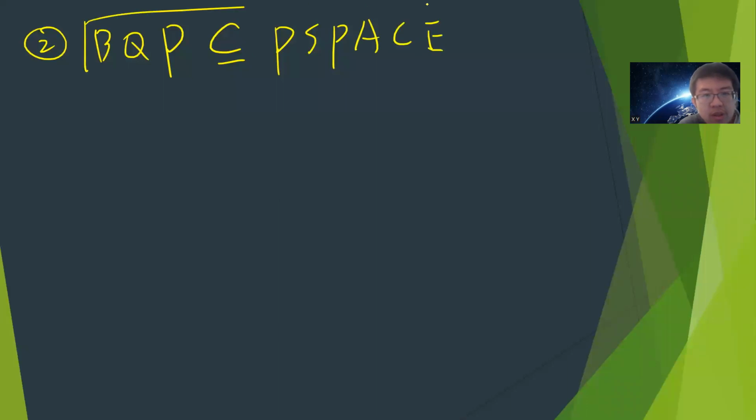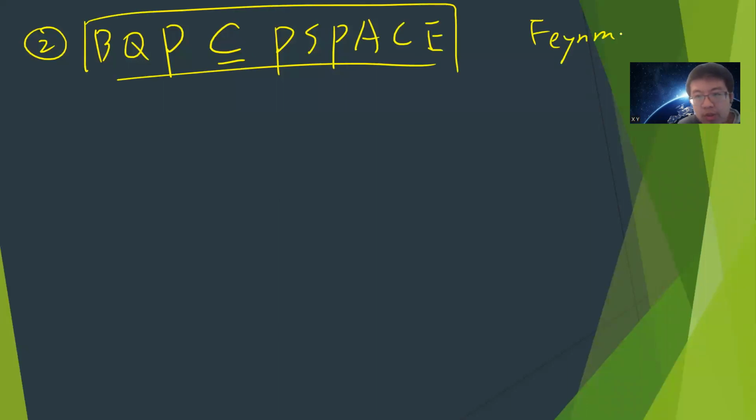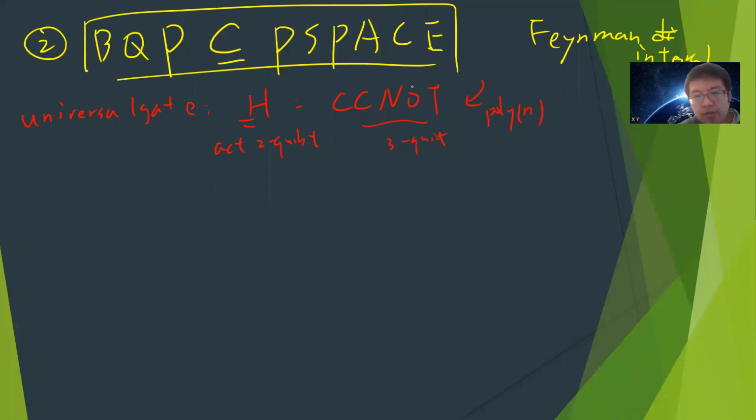Okay, so the second proof is that we want to show that BQP is in PSPACE. This one requires a little bit of work, using a Feynman diagram or Feynman sum over histories. So Feynman path integral, or basically the definition of quantum mechanics. Remember there is a universal gate set: one is the Hadamard gate, one is the Toffoli gate or CCNOT gate. These are 2 qubit, and these are 3 qubit. And we only need polynomial n of all these gates.